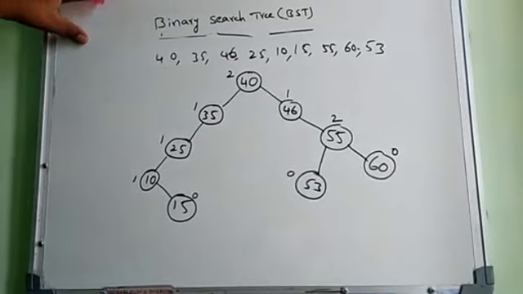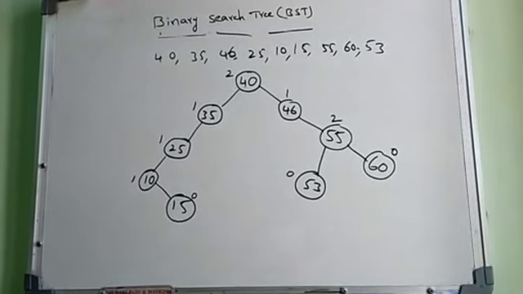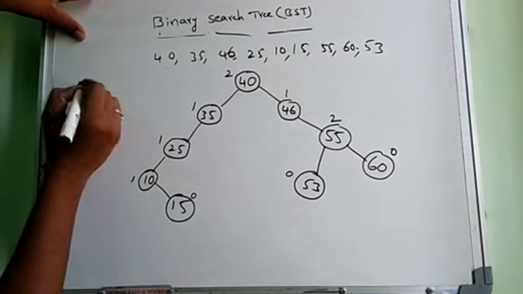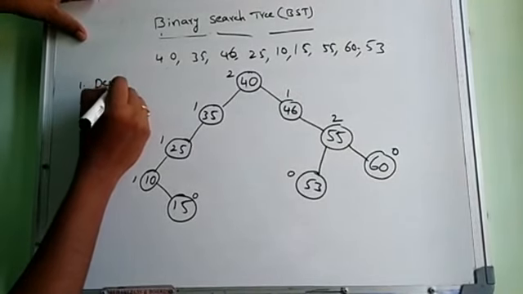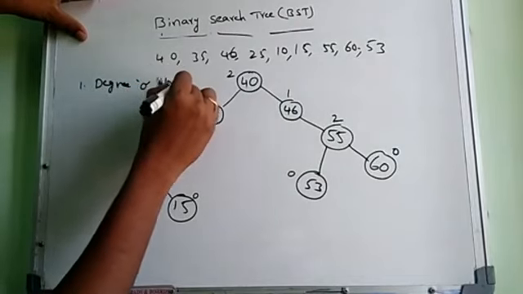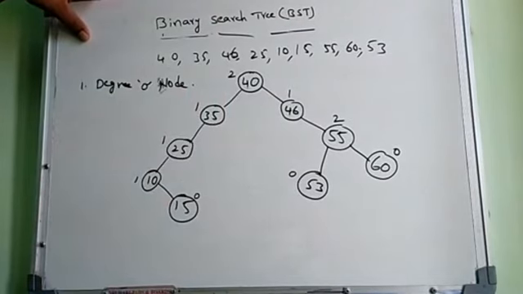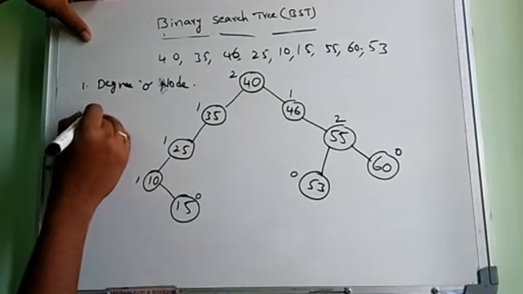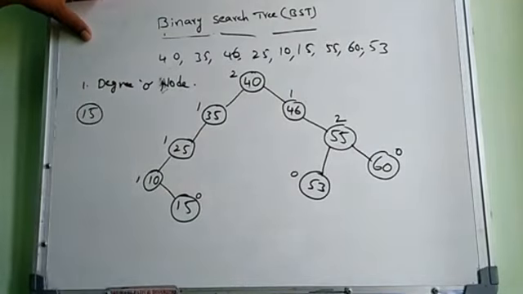So before deletion, it is better to know the degree of the element you want to delete. So we have 3 cases under deletion: degree 0, degree 1 and degree 2. Let us first delete a degree 0 node. From this example I select 15. So 15 I want to delete. How to delete the 15 element?